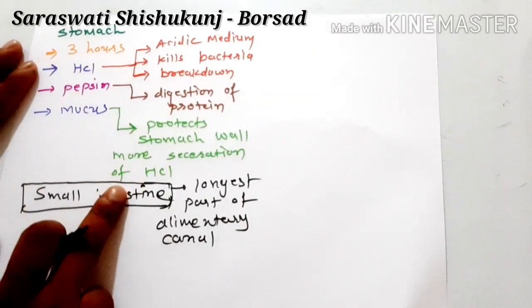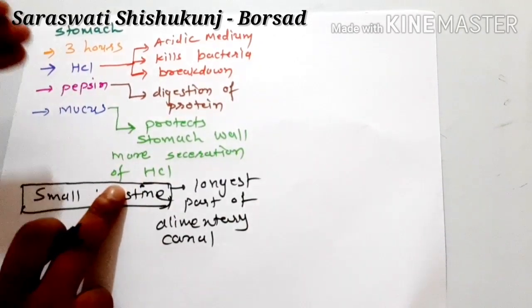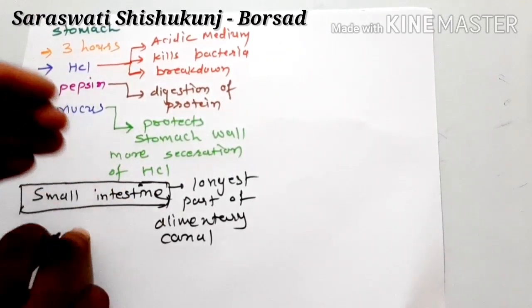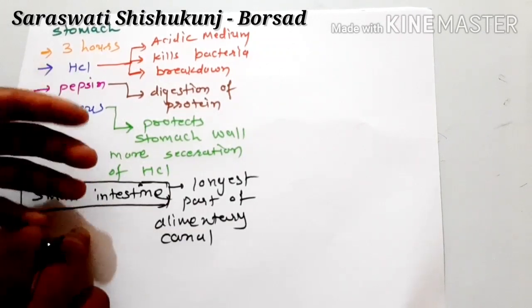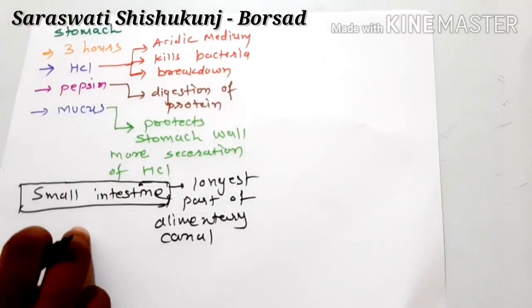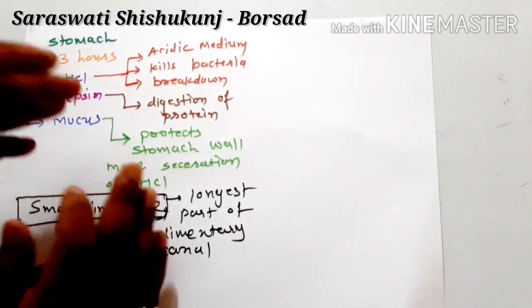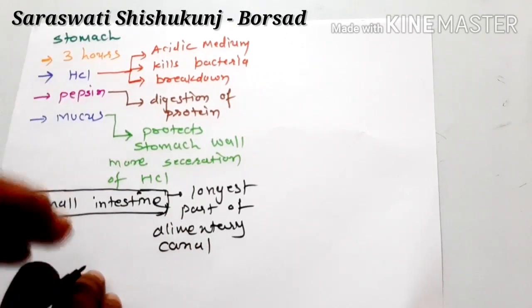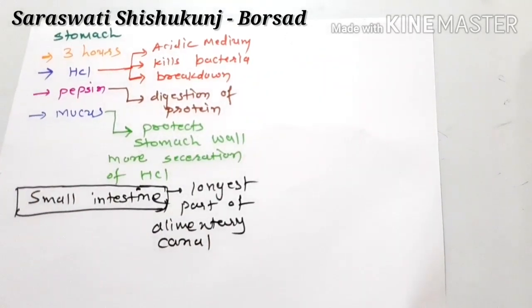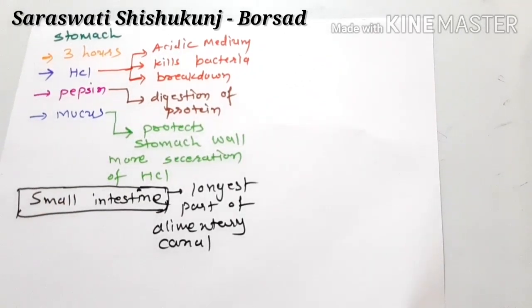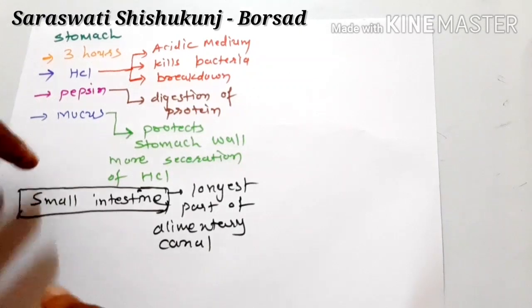As food passes from the stomach to the small intestine, we all know that absorption of nutrients is going to be done here. But before absorption of nutrients, we must understand that when food enters the small intestine, there will be secretion of different juices, and the function of these different juices is also very necessary to understand. So let's start.